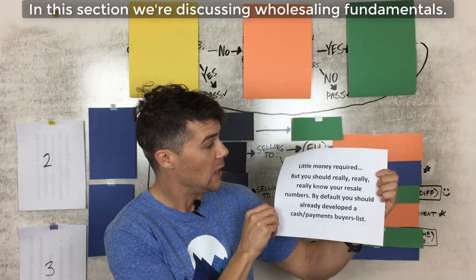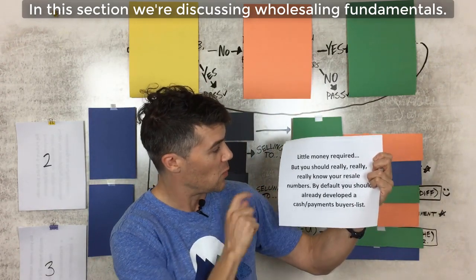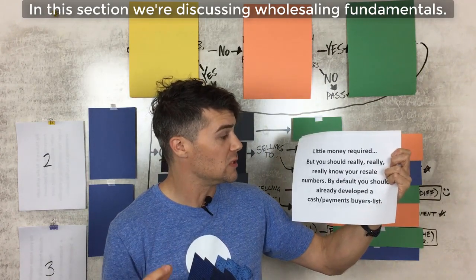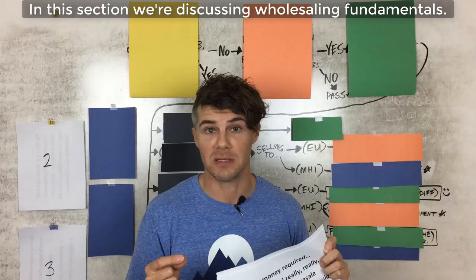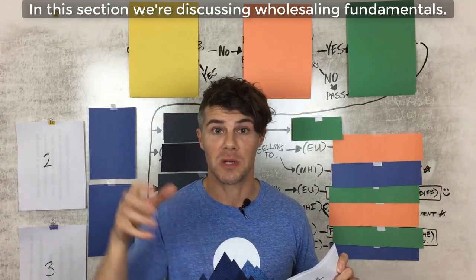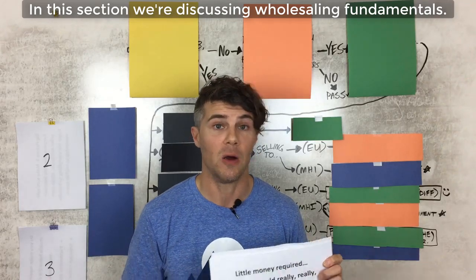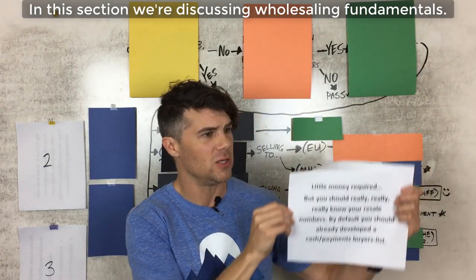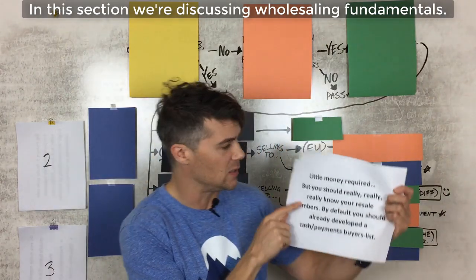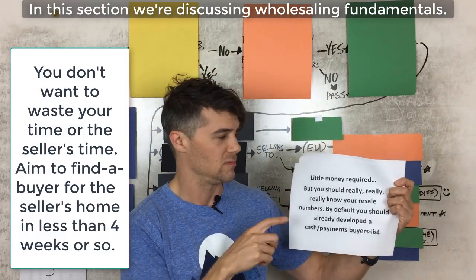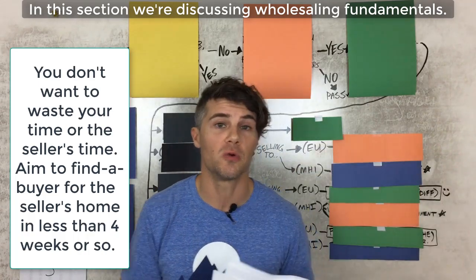Little money is required, but you should really, really, really, I should have put a few more reallys in there, really know your resale numbers. And by default, you should already have developed a buyer's list: cash buyers that want to keep the home there, that want to move the home, payment buyers as well. What's realistic? And you want to get these homes under contract. You don't want to waste your time. We'll come back to this slide in a little bit, but really, really know your resale numbers.